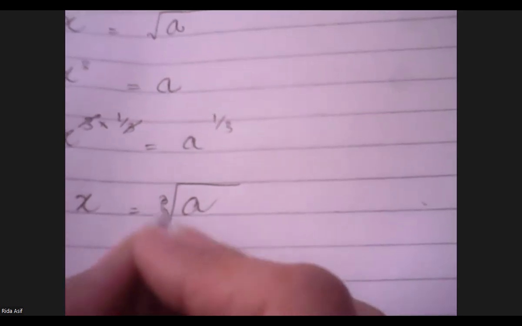1 over 3 means radical sign. Okay? 1 over 3 means a radical sign and this 3 will become the index. Okay? Avoid writing a big 3 over here. Don't write like this.